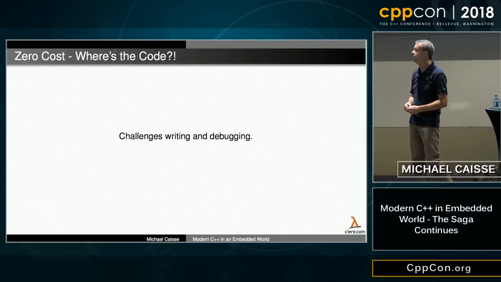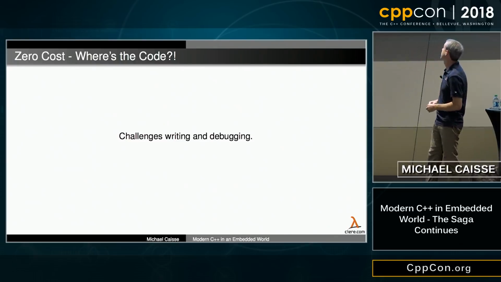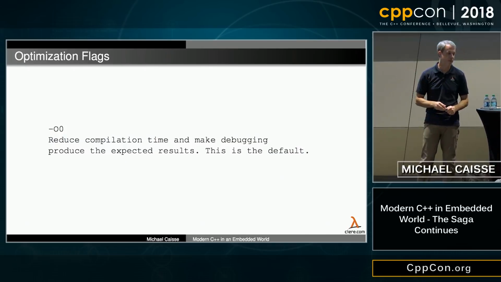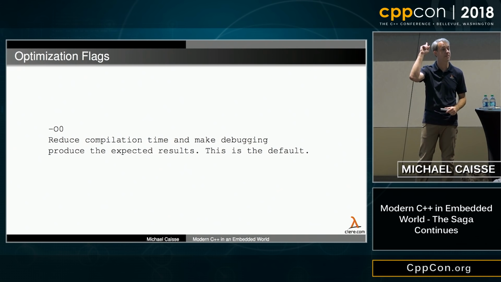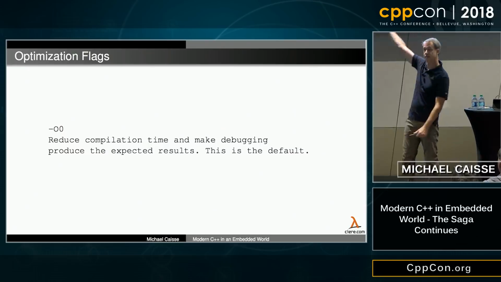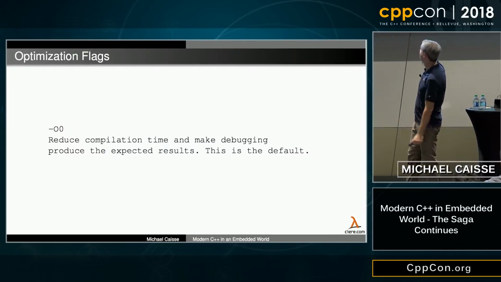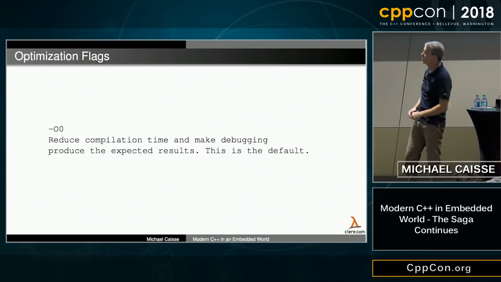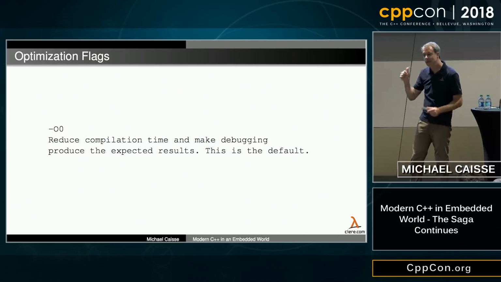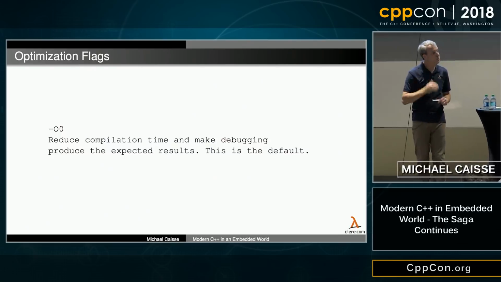So challenges, we want to think about this. There's going to be some challenges in writing and debugging this thing. And so often what happens in the embedded world is -O0. Why? Because if you look up -O0 in the man page, this is what it says: reduce compilation time. That looks great. And make debugging produce the expected result. Two good things, right? Except that I really don't want those things. But this is why -O0 is used a lot.